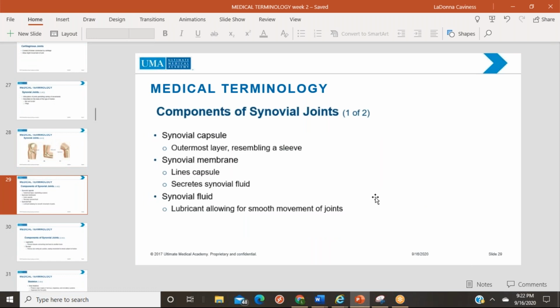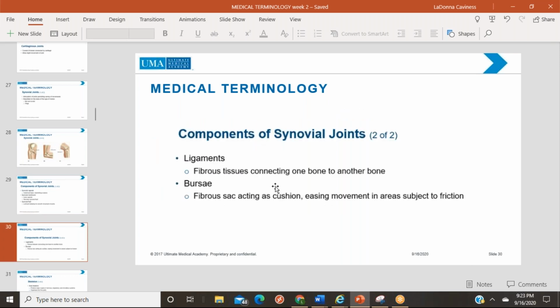Components of synovial joints. You have the synovial capsule, which is the outermost layer resembling a sleeve. You have the synovial membrane, which lines the capsule and secretes synovial fluid. Then you have synovial fluid, which lubricates, allowing for smooth movement of joints.